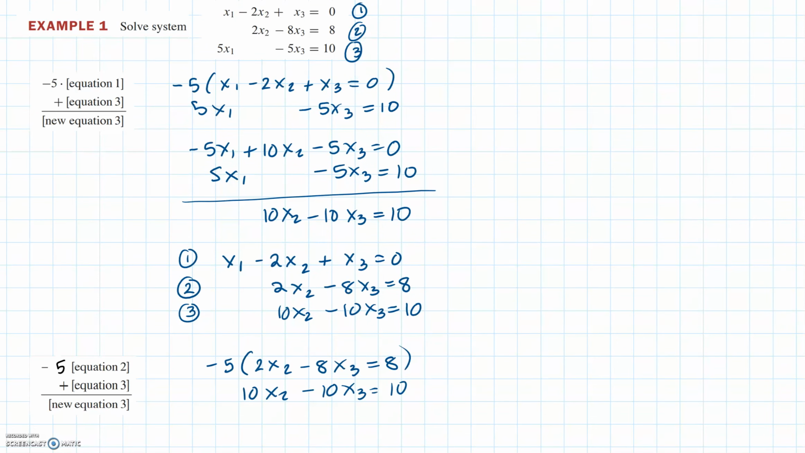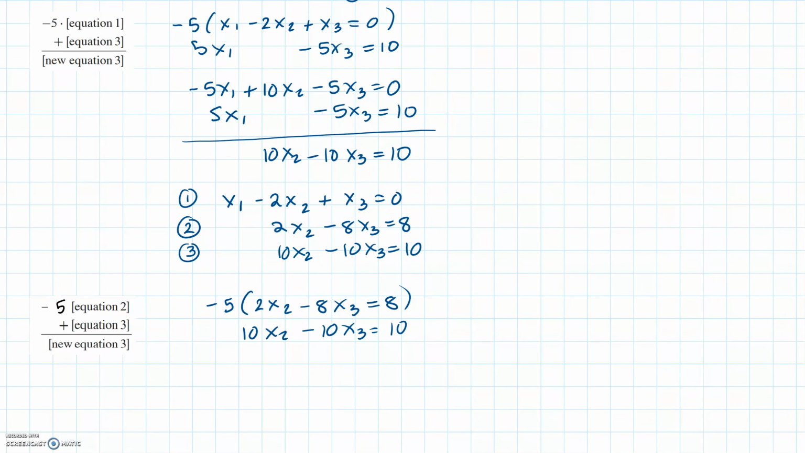Again, I'm going to take -5 times the second equation and then add it to the third equation to get -10x2 plus 40x3 equals -40. I'll just rewrite the third equation, add them together, and get 30x3 equals -30. We have it. We have a value for x3.